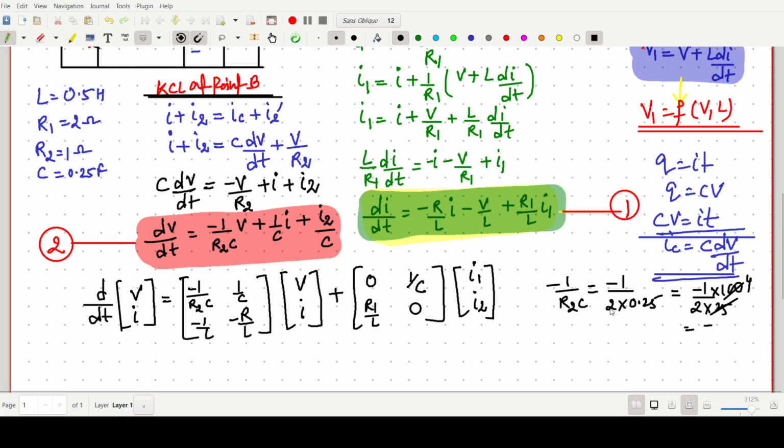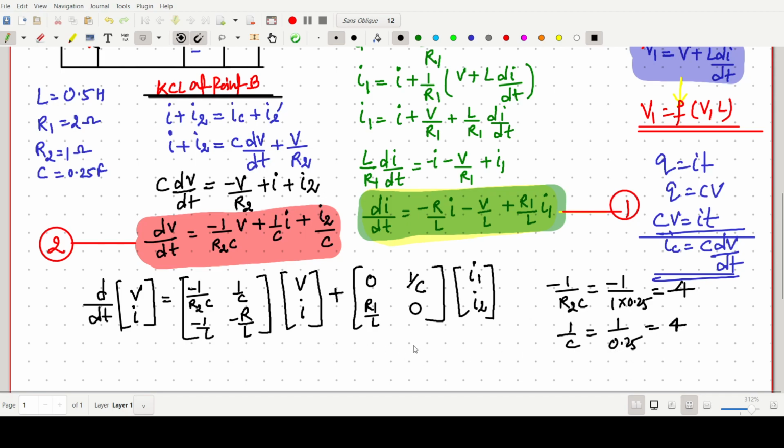Sorry, R2 should be our 1. We have to solve this one. R2 value is 1. So 1 into 0.25, so it should be 100. So it should be minus 4. Okay, minus 1 by R2 C. Then 1 by C. 1 by C value, 1 by 0.25, so it should be again 4.